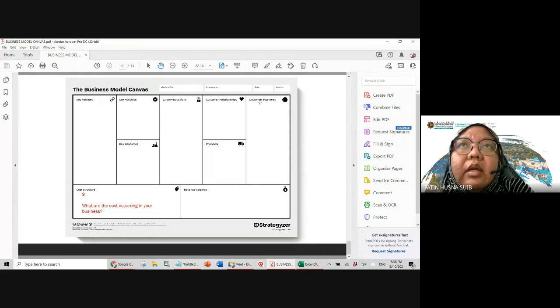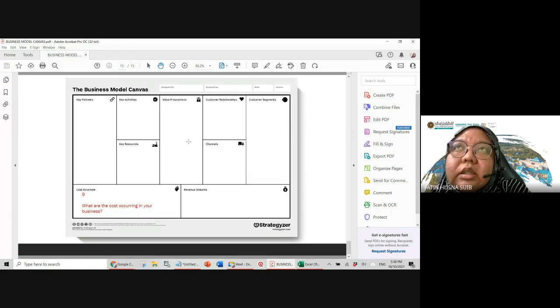This is specific: customer segment, channels. The other parts, like key activities, key resources, cost structure and revenue stream, are quite general when you want to write them. But key partners, value proposition, customer relationship, channels and customer segment are quite detailed. Detailed means that sometimes it involves names, it involves strategy that is very detailed, not strategy like, for example, marketing. That's general.